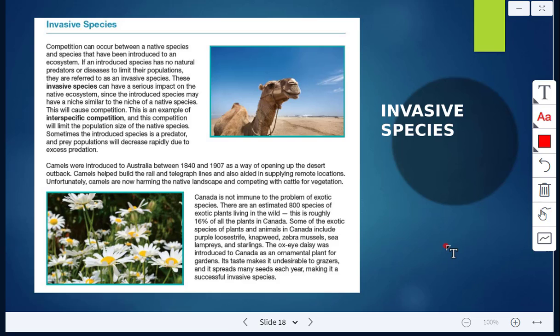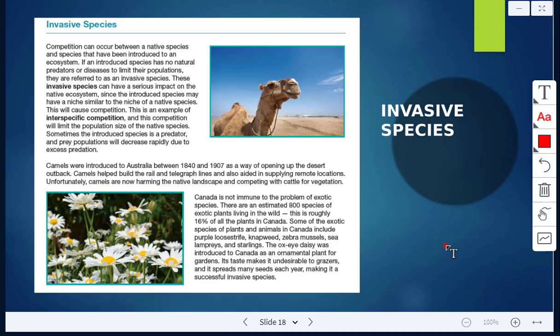So this example here, camels were introduced to Australia between 1840 and 1907 as a way of opening up the desert outback, and camels helped build the rail and the telegraph lines and aided in supplying remote locations. But it was an introduced species, and camels are now harming the native landscape and competing with the native cattle for vegetation.